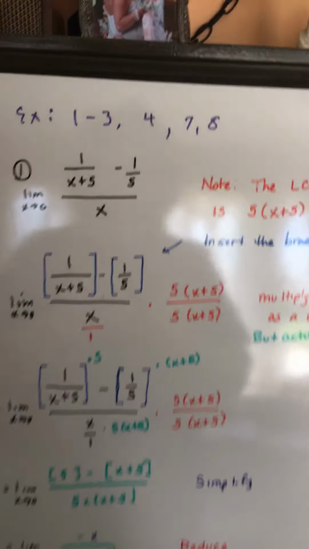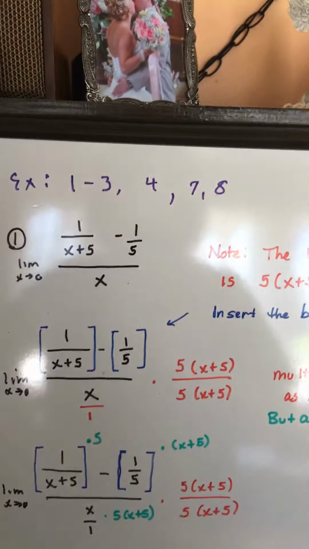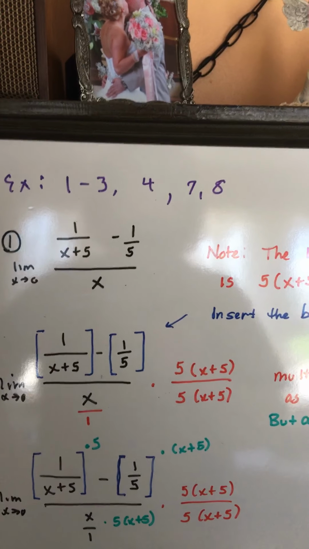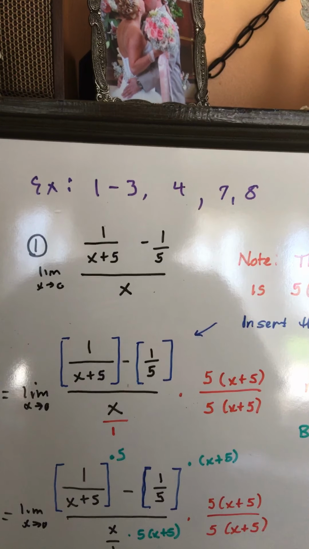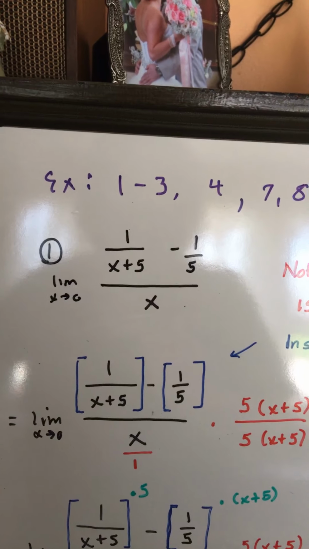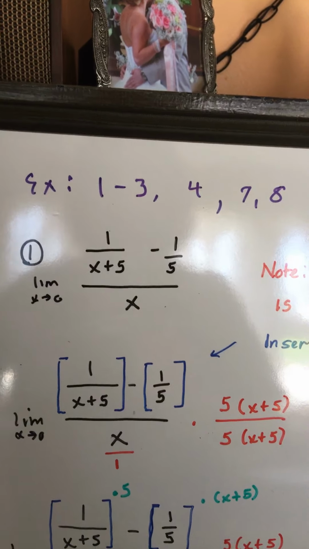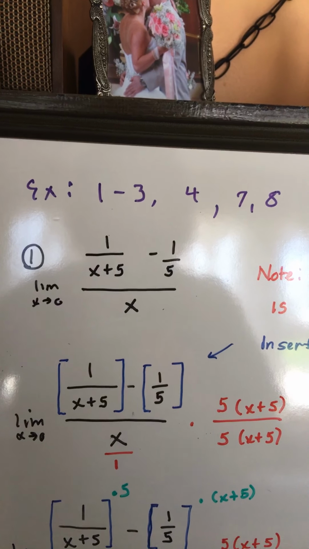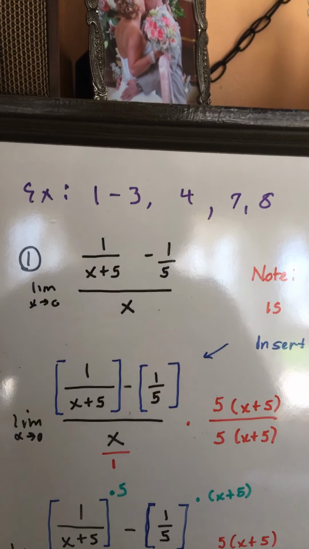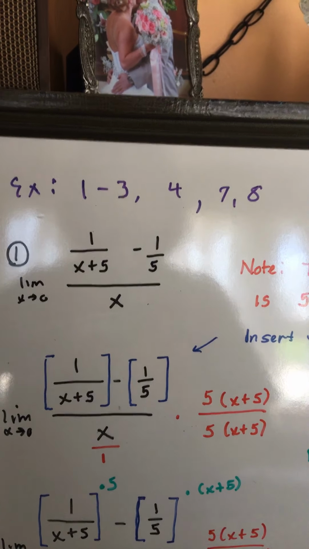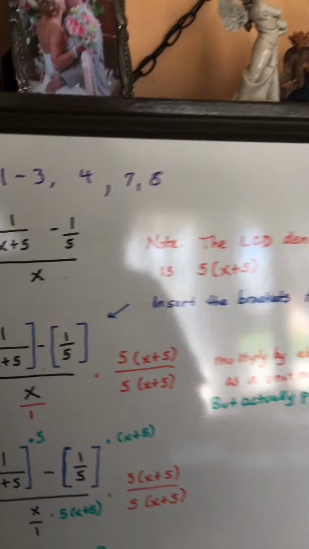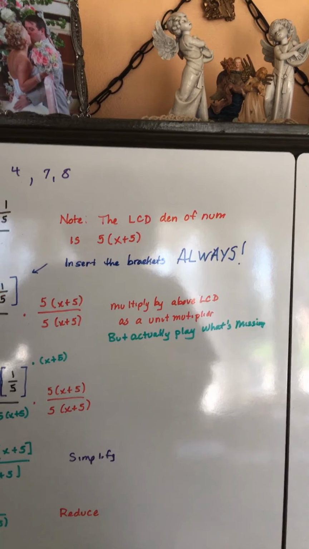Now, this worksheet has these 6 problems, 1 through 3, 4, 7, and 8, that match what you typically see in a calculus book. When I go ahead and try to plug in 0, 1/5 minus 1/5 is 0, and that's over 0. So I have this indeterminate form, 0 over 0.